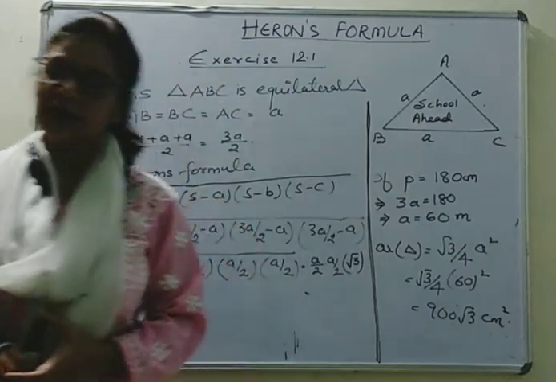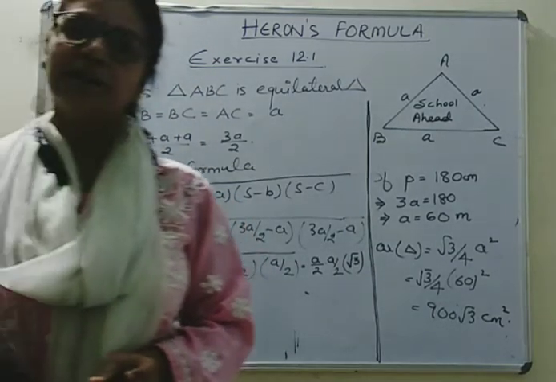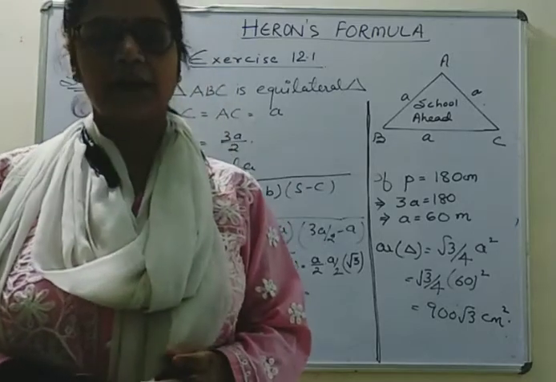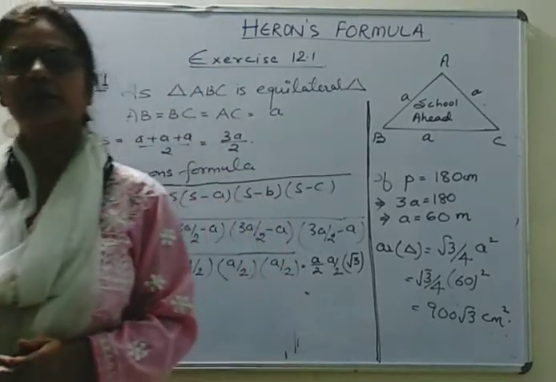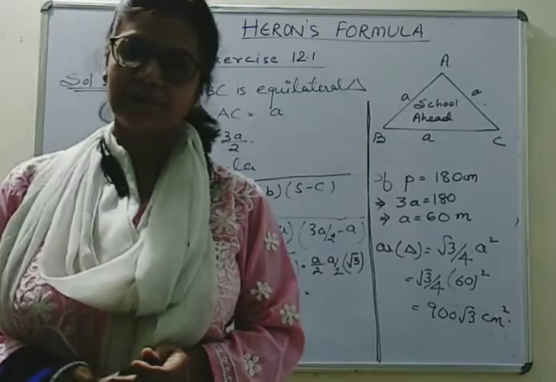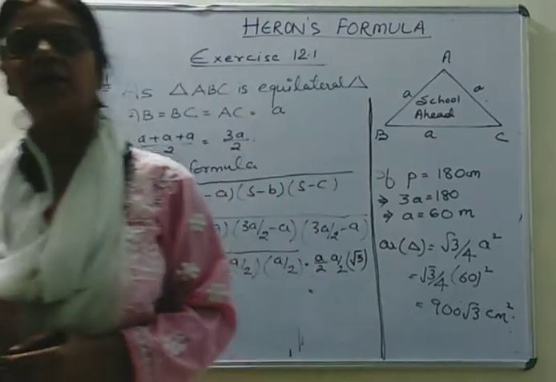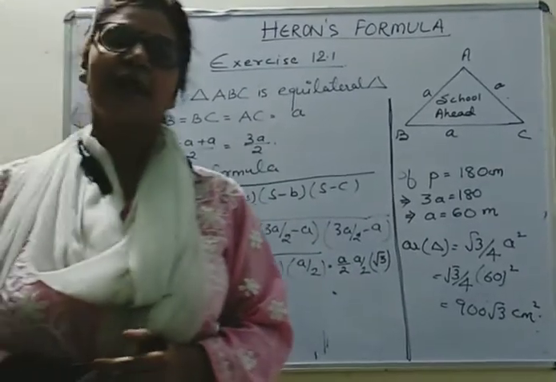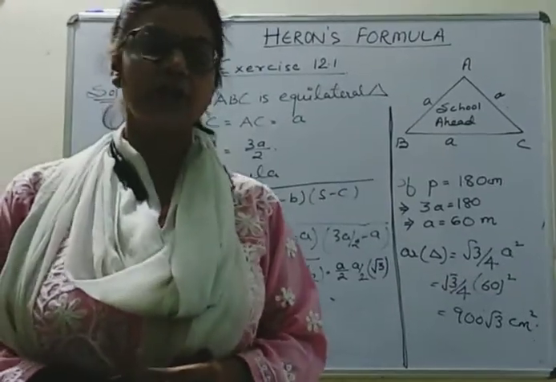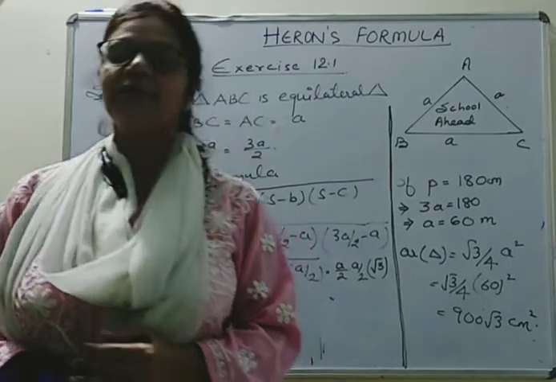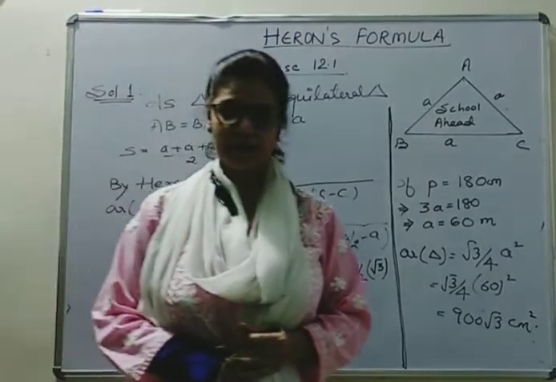Good morning, students. In the previous class, we learned what Heron's formula is and how to apply it to find the area of the triangle. We have solved some of the examples. I hope you understood the way to calculate the area of a triangle using it. Now today we will do the exercise 12.1.